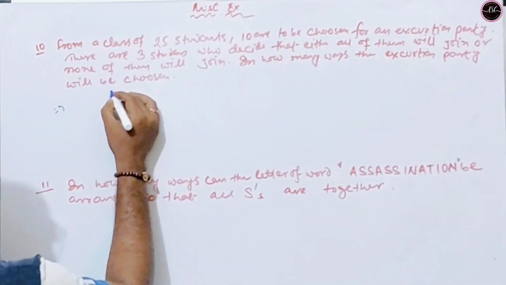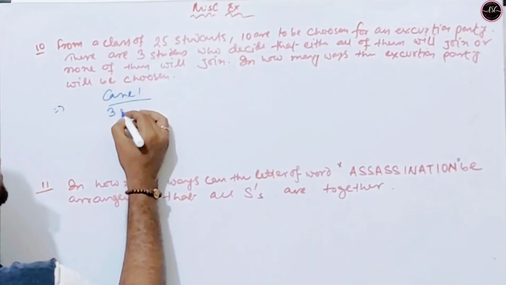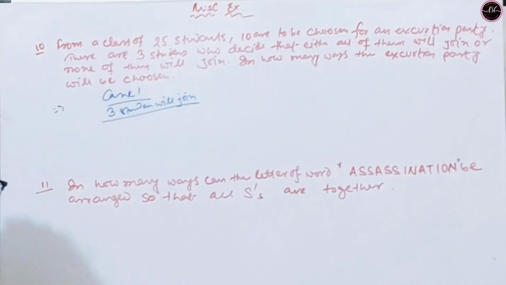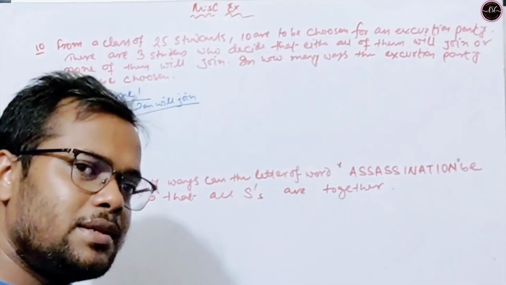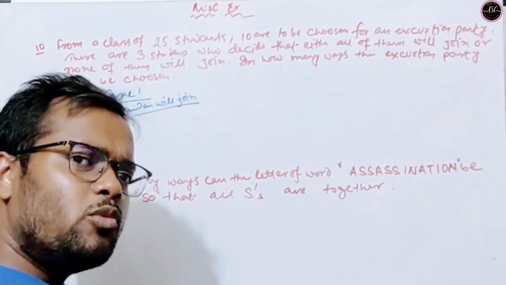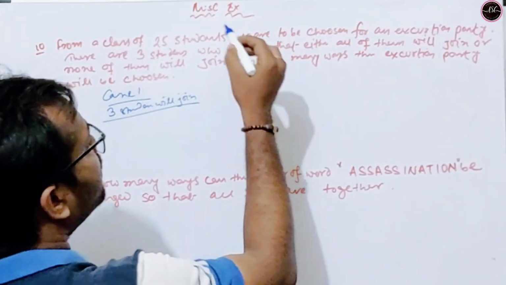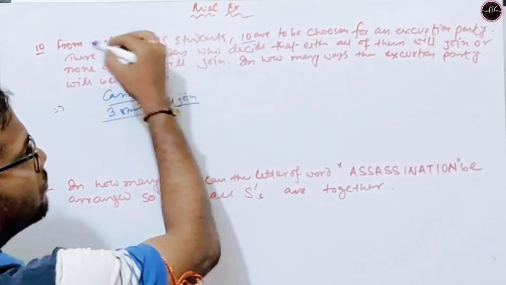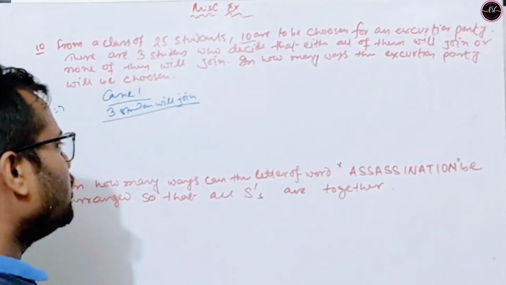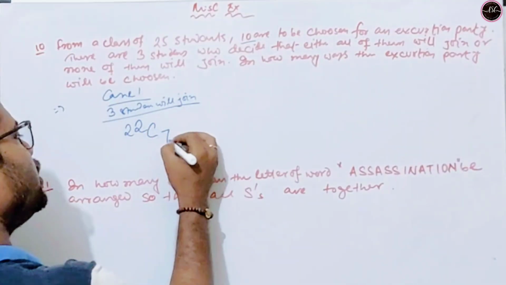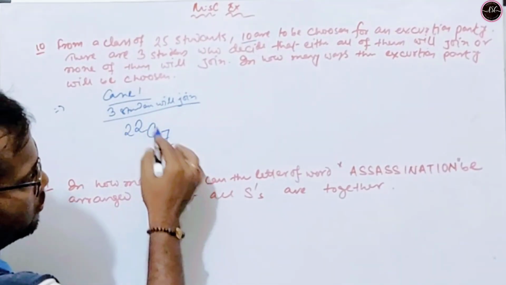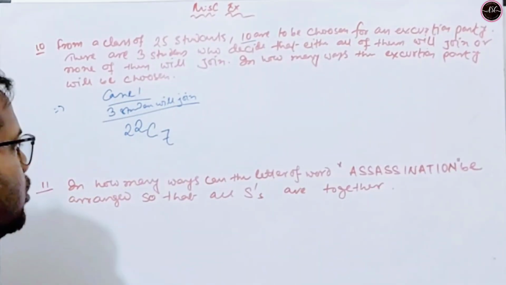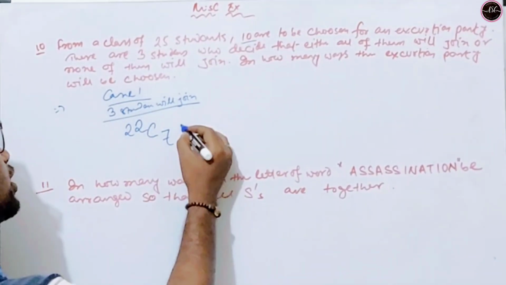So for case 1, 3 students will join. If 3 students will join, then we have to find 7 more students for the excursion party, as there are 10 students in the excursion party. So we have chosen 3 from 25, so there are 22 left. So the next 7 will be chosen from 22, so in 22C7 ways we can choose that.